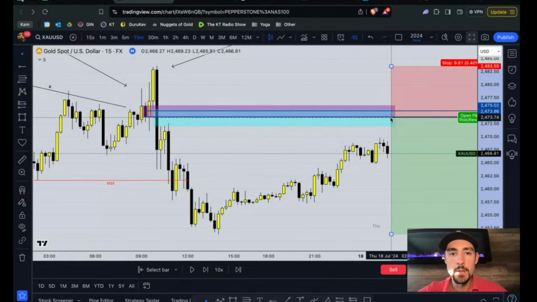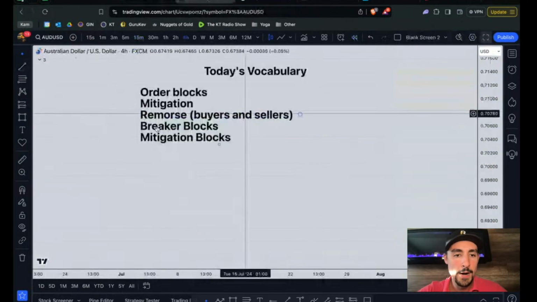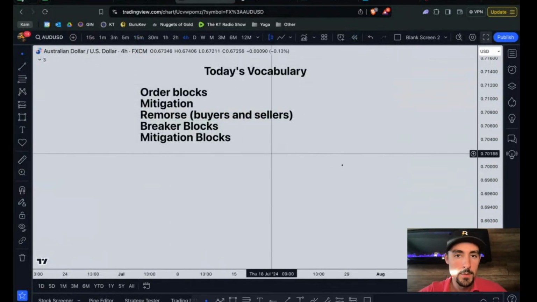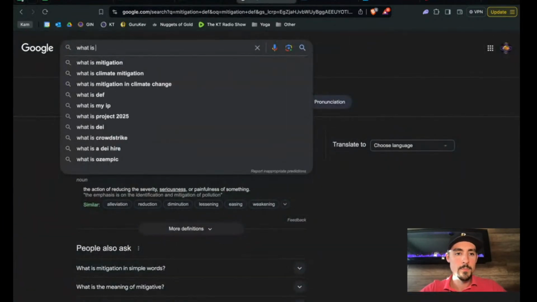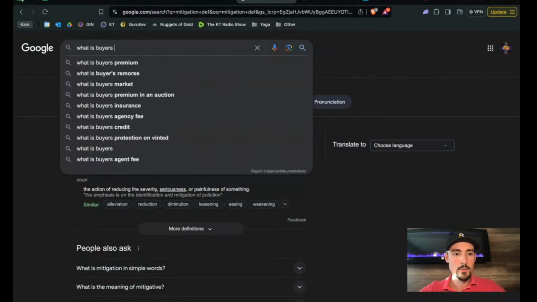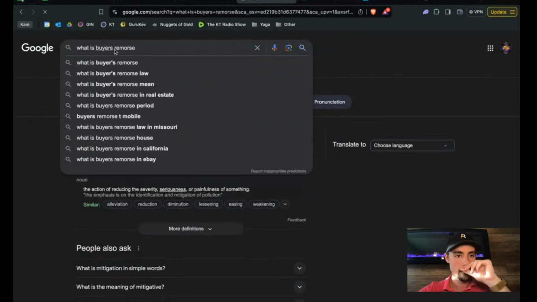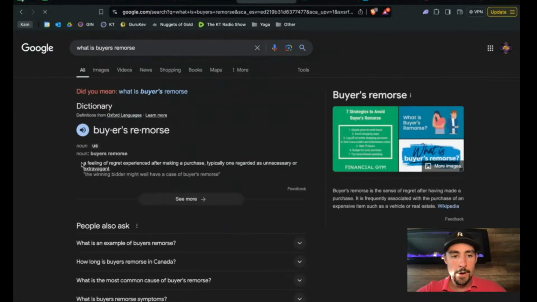And this is, we had as a vocabulary, right? Buyers and sellers remorse. Okay. If we just look this up really quickly, what is buyer's remorse? Buyer's remorse is a feeling of regret experienced after making a purchase, typically one regarded as unnecessary or extravagant.